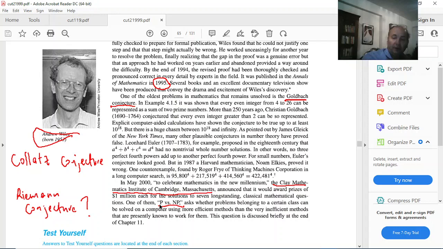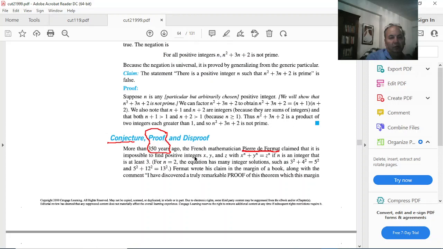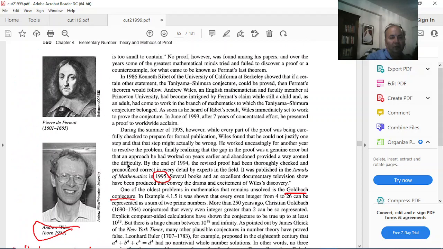Each Clay problem, like the Riemann conjecture, is worth $1 million. So far only one of them has been solved, the Poincaré conjecture, by the Russian mathematician Perelman. He solved the problem, but he didn't get the money, I think. This conjecture could be your presentation topic. We will discuss what a conjecture is and what kind of conjecture you can bring to the class. It is very important. Not this Tuesday, but the following Tuesday, okay?